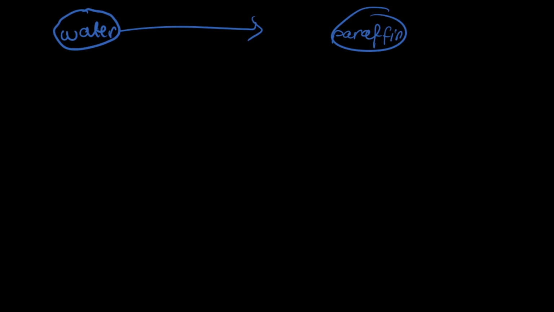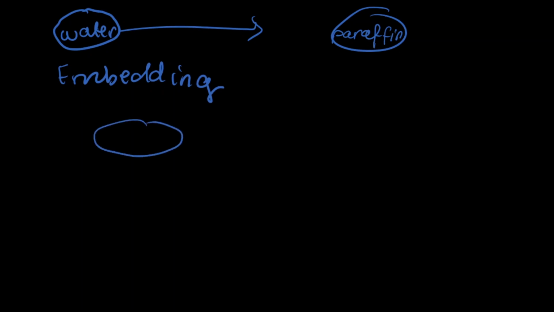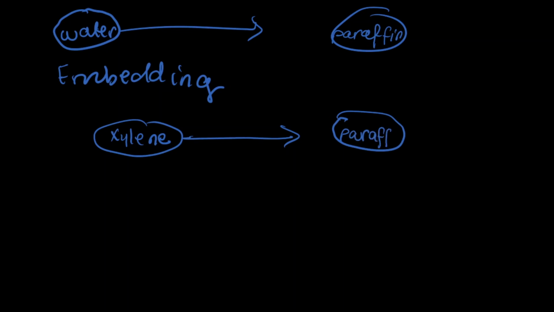Now, the last step of paraffin embedding is the actual embedding. Okay, now what happens in this embedding process is that now we have our tissue block full of xylene. What happens in this process is that all of this xylene is replaced with paraffin. Okay, because of course paraffin is soluble in xylene, and so it's able to take its place in the tissue block. So now we have a tissue block embedded in paraffin.